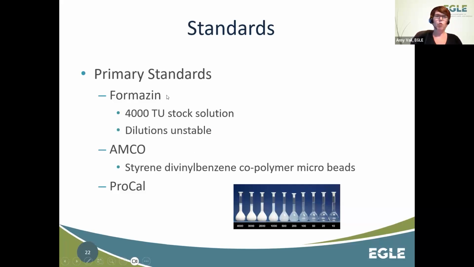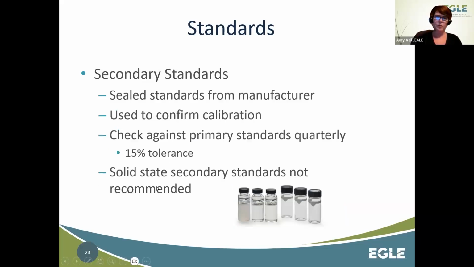There's one called formazine, which you can make up, but the dilutions are unstable. So if you're making them up by yourself, they can be cheaper, but they're not very stable. Amco tends to be the go-to one that I've seen in my time in the lab, but there's also ProCal. Then there are secondary standards. If you've calibrated your machine, you want to check it again. You want to standardize it using those secondary standards. These come sealed from the manufacturer, so you don't make these up. You just use them to confirm your calibration.